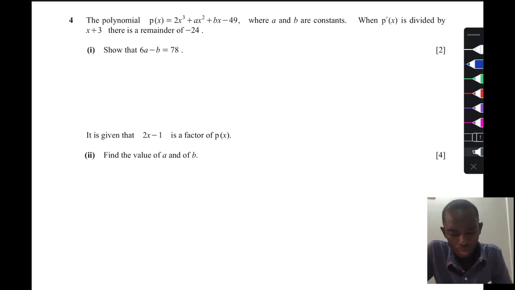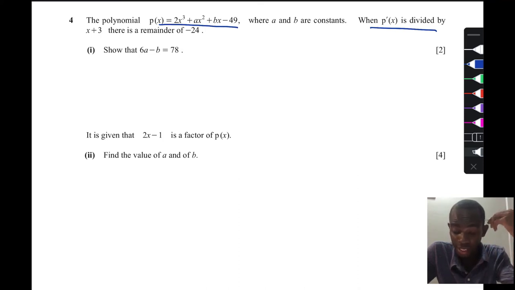So the polynomial p of x, all right, we have it here, where a and b are constants. That's fine. Now listen, if you see that apostrophe on the p, that means that it has been differentiated for the first time. So that's the first derivative. All right, they're saying that it's divided by x plus 3, and then there's a remainder of negative 24, which is, show that 6a minus b equals 78.